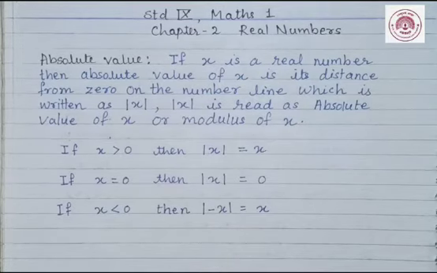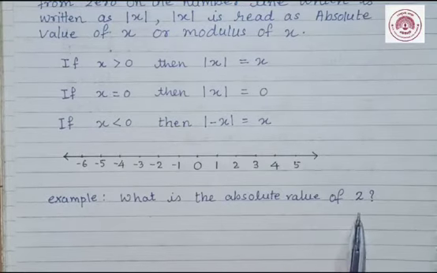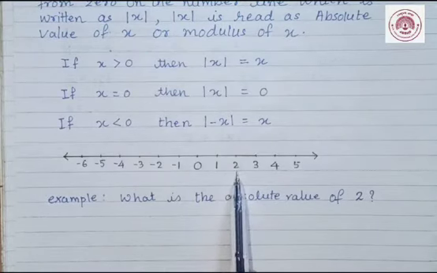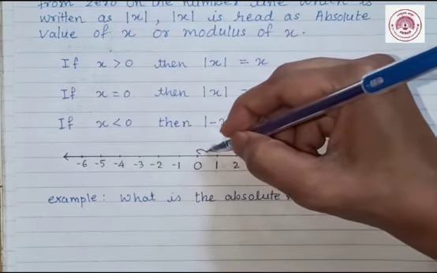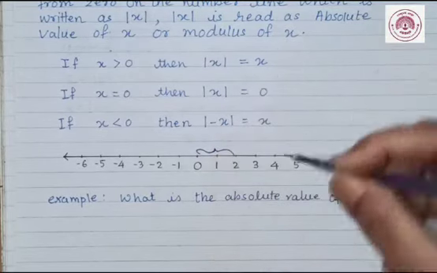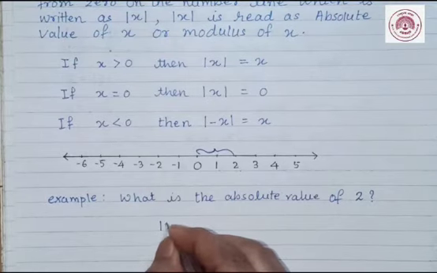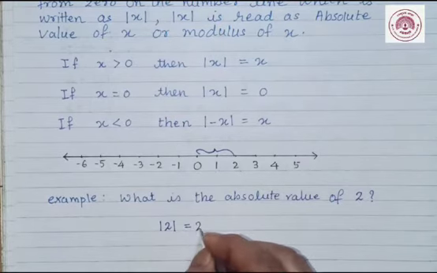Now let's understand this better with an example. For example, what is the absolute value of 2? Now you can see the number line here. The distance of 2 from 0 is 2 units, right? So this is 2 units, 1, 2. So that means modulus of 2, or absolute value of 2, is equal to 2.